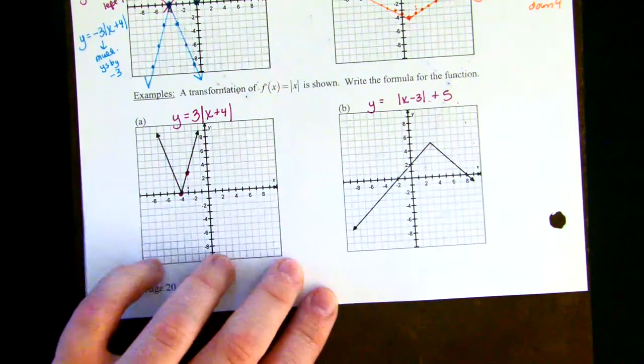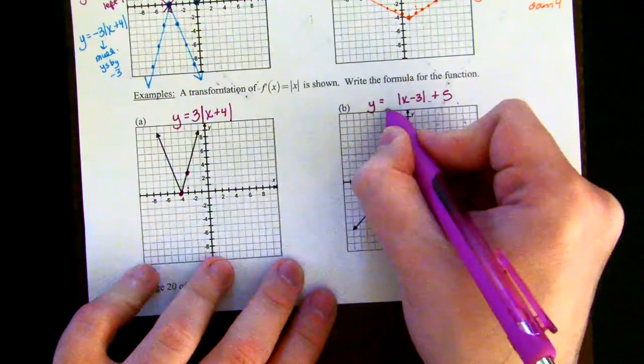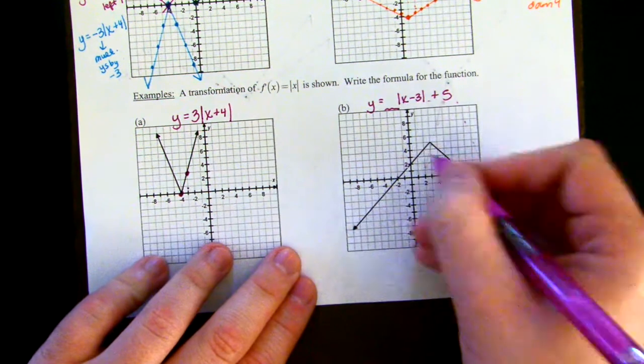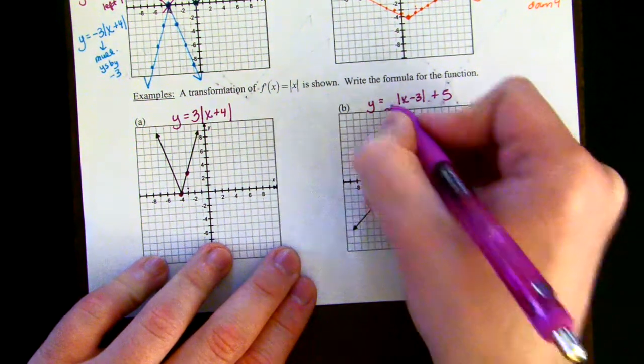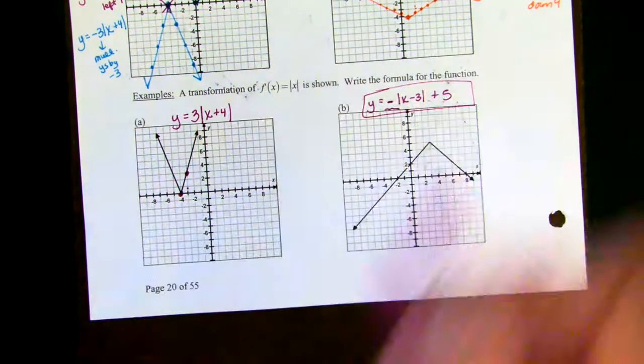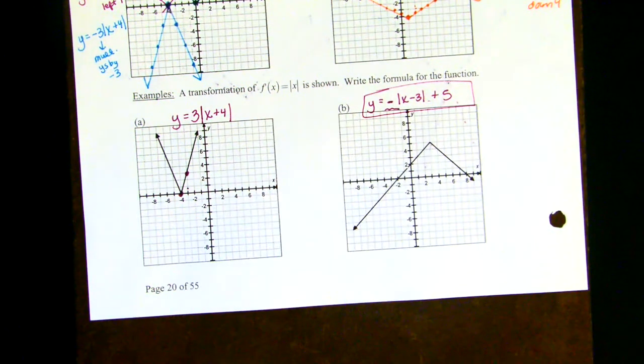What about the vertical stretching? What are you going to stick out front? I don't think this one was stretched, but I do think it was flipped. Down 1, over 1, down 1. Yep. So I'm just going to stick a negative, or a -1, out front. That's kind of how I'm going to piece these ideas together.